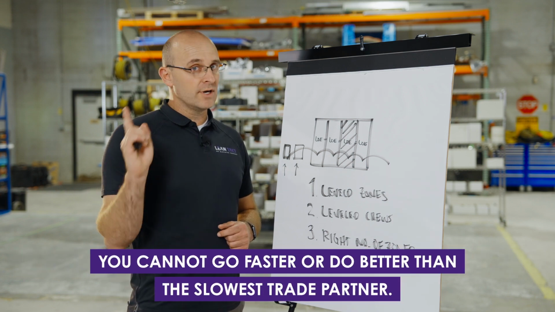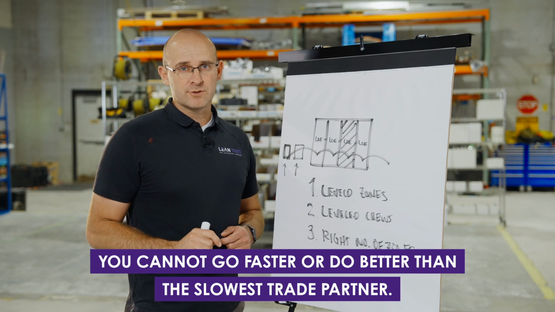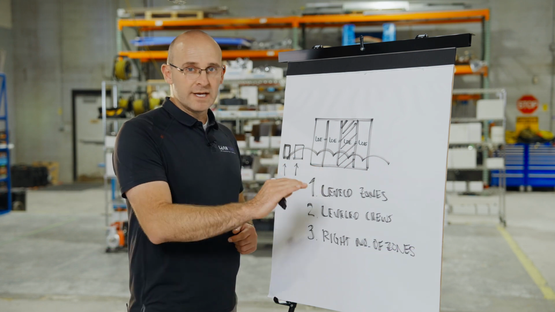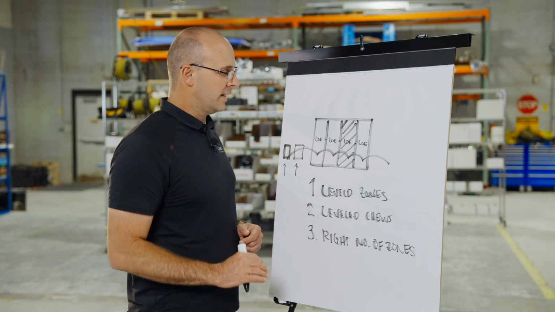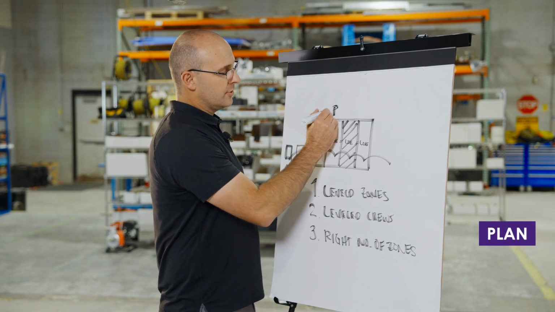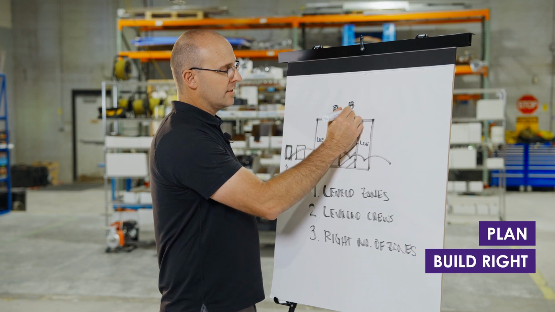Meaning you cannot go any faster or do any better than the slowest and most incapable trade partner on your project. So this system gets everyone working at the same speed, the same distance apart, same quality, and in the same manner. So we expect you to plan, so I'll put a P, with your crew, then go do the work inside that zone and actually build it right the first time.